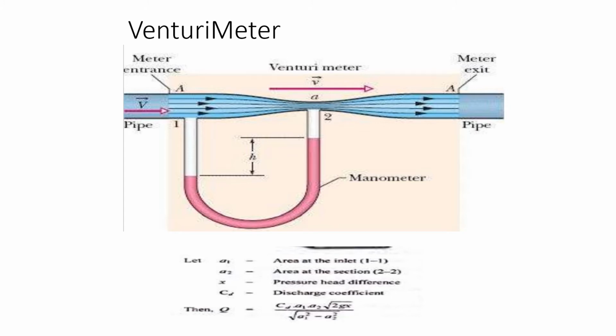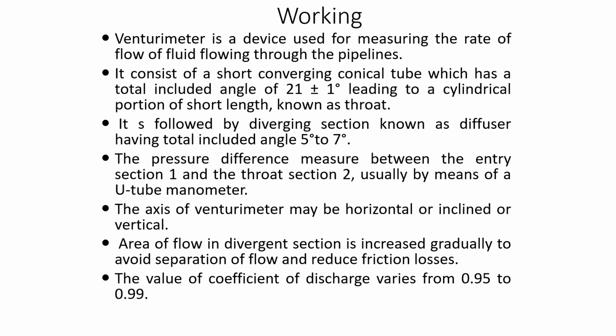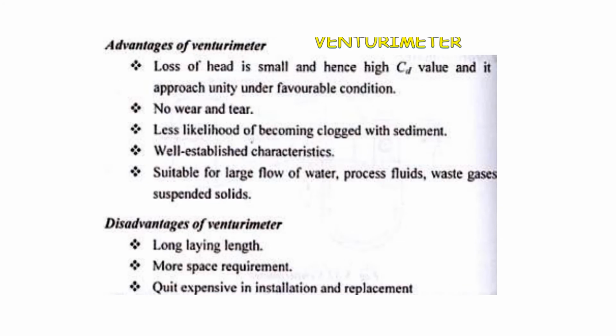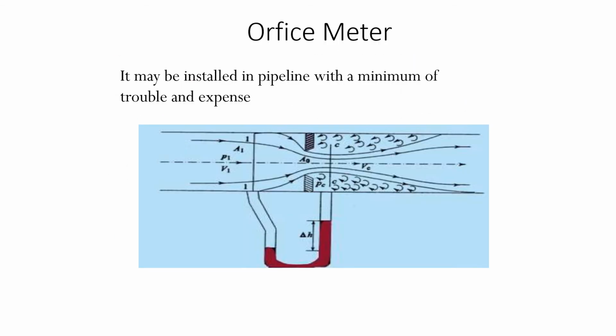Next, we will go to, yes, as I have told, in the converging portion pressure drops. Pressure is constant at the throat. Again, pressure is increased at the diverging portion. Advantages: we can use this for small head, and there is no wear and tear. Disadvantages: long laying length, more space required, and it is quite expensive for installation and replacement.